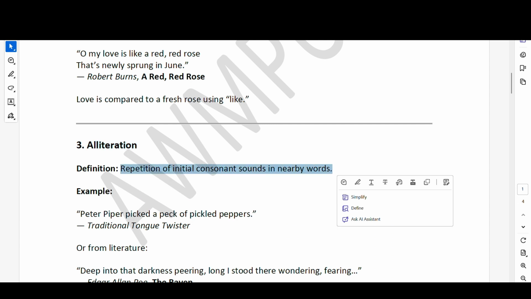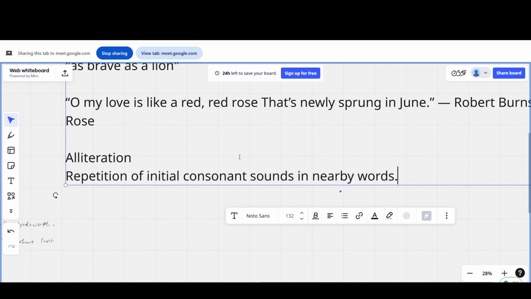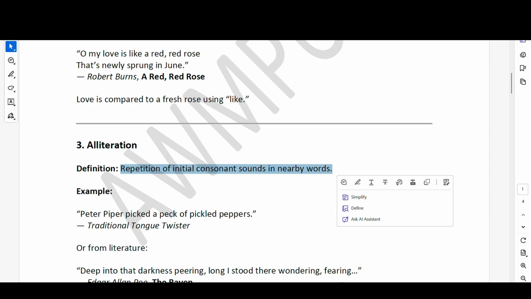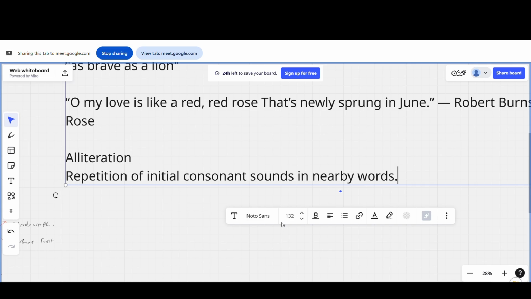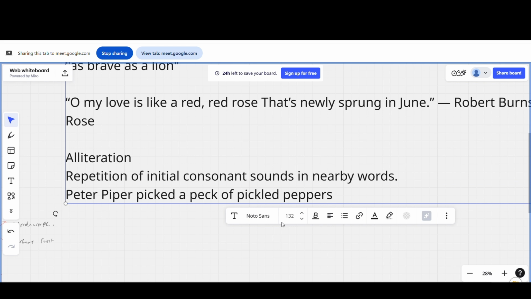The definition is the repetition of initial consonant sounds in nearby words. For example, if the first letters of a group of words are the same, like if every one of the words starts with P, then there is an alliteration. I'll give you one example, a tongue twister. Do you know this? Peter Piper picked a peck of pickled peppers. So all the words start with P, right? So it is an alliteration.